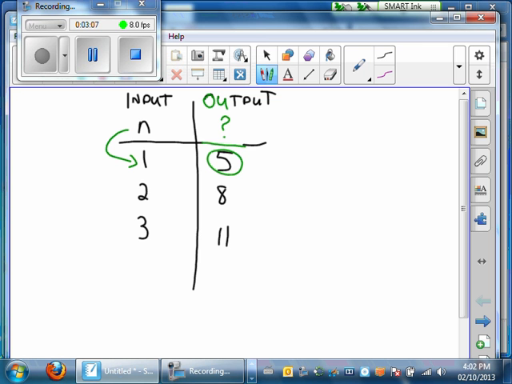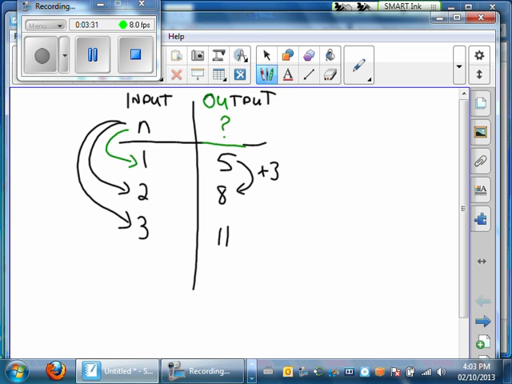So the first thing that we need to do is take a look at the pattern that's going on here. What we can see is when n is 1, we know the output is 5. But when n is 2, the output is 8. And what we can see here is that there is a difference, and that difference is plus 3. And when n is 3, our output is 11. And once again, it increases by 3.